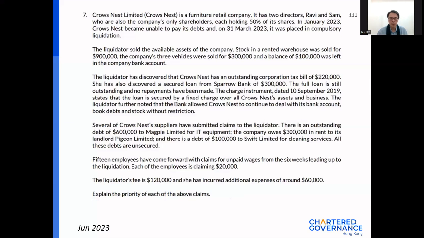And then there are also suppliers who have submitted claims, outstanding debts of 600,000 to Magpie Limited. The company owes 300,000 in rents, and there's also a debt of 100,000 for cleaning services. So all of the debts are unsecured. There are 15 employees coming forward for unpaid wages, and each of the employees is claiming 20,000. The liquidator's fees are 120,000, additional expense 60,000. So explain the priority of each claim.